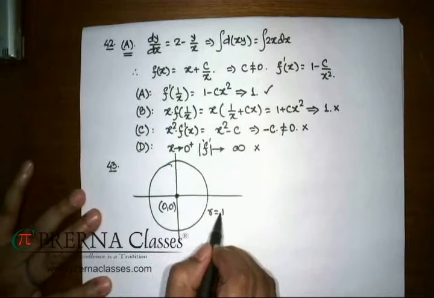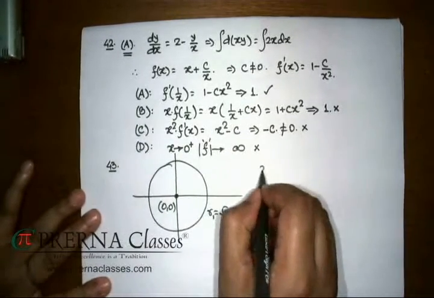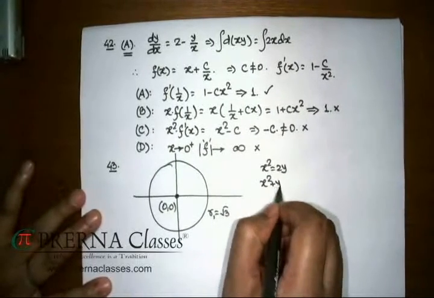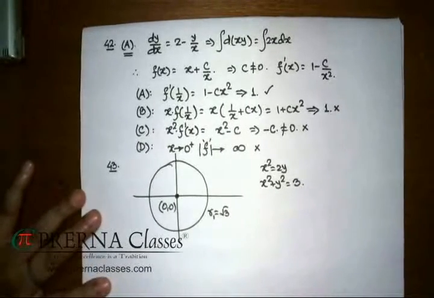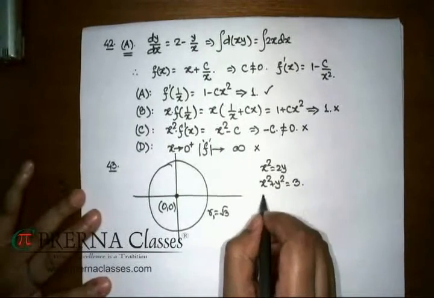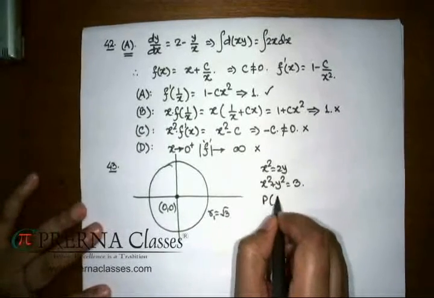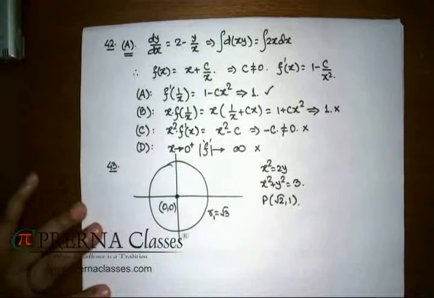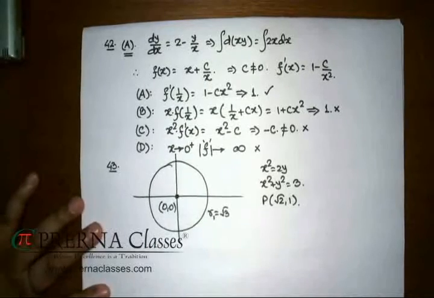Radius of that circle is given to you as root 3. After solving this parabola and that circle, you can figure out the coordinate of P, which you can check clearly is going to be root 2 comma 1. Just consider that in the first quadrant. At this point you need to draw a tangent to that circle.